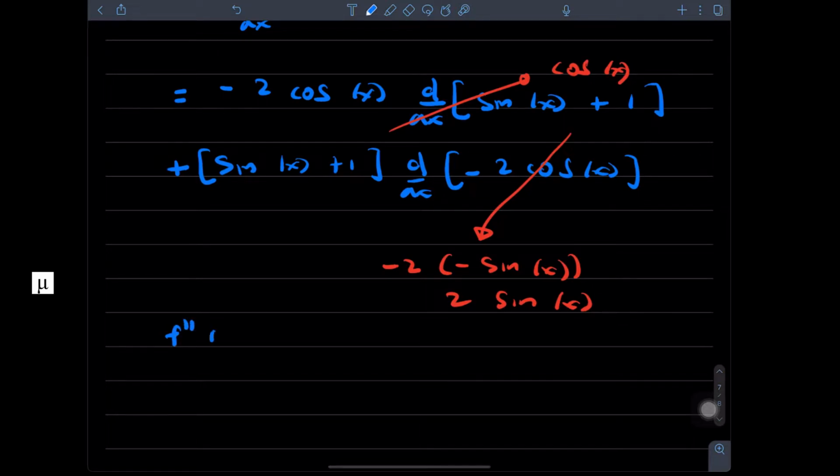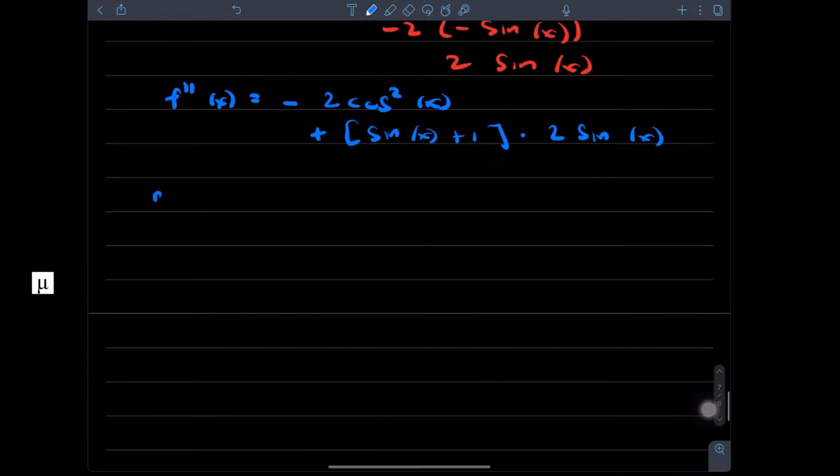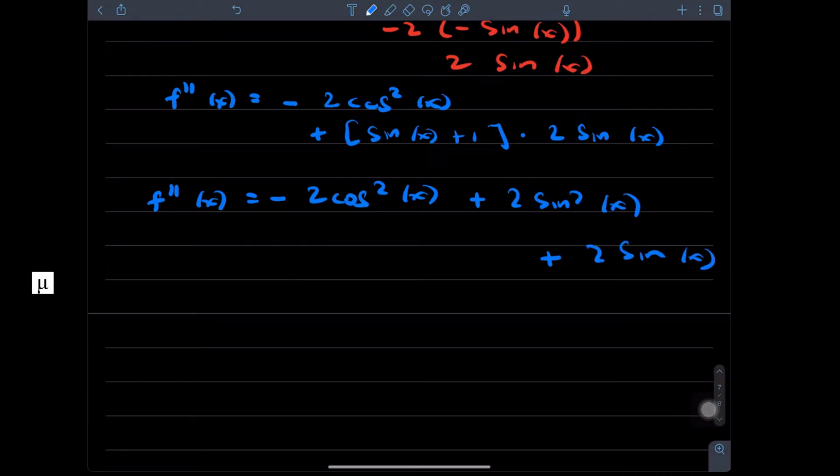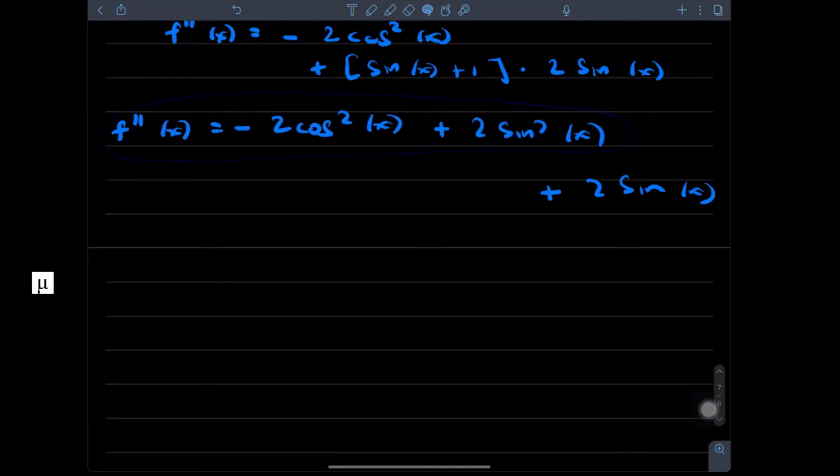All right. Second derivative. What do we have now? It's minus 2 cosine squared x plus sin x plus 1 times what? 2 sine x. Okay, you guys okay with this? Now let me move some of this over. Maybe I can fit things in.